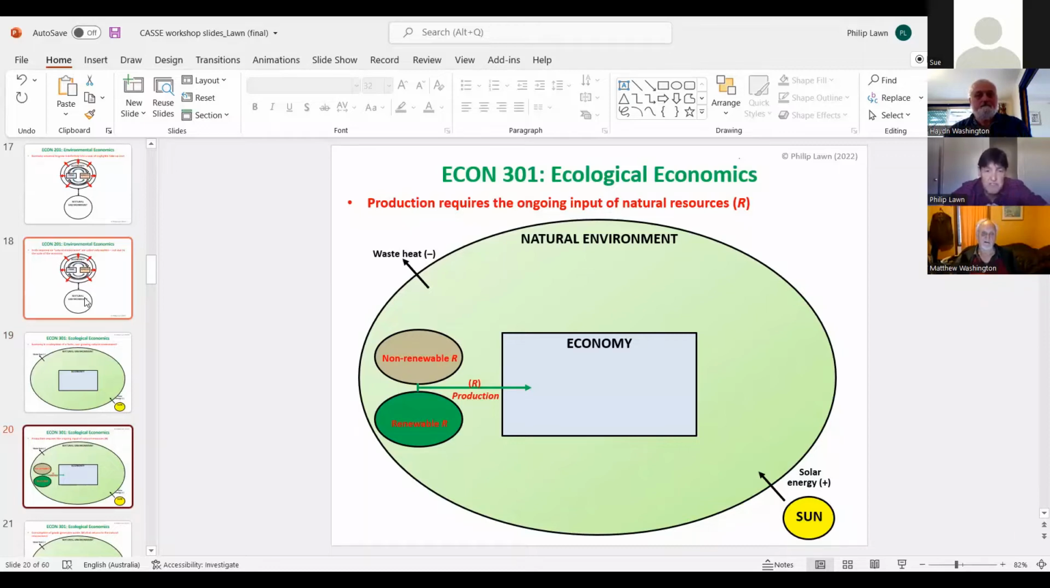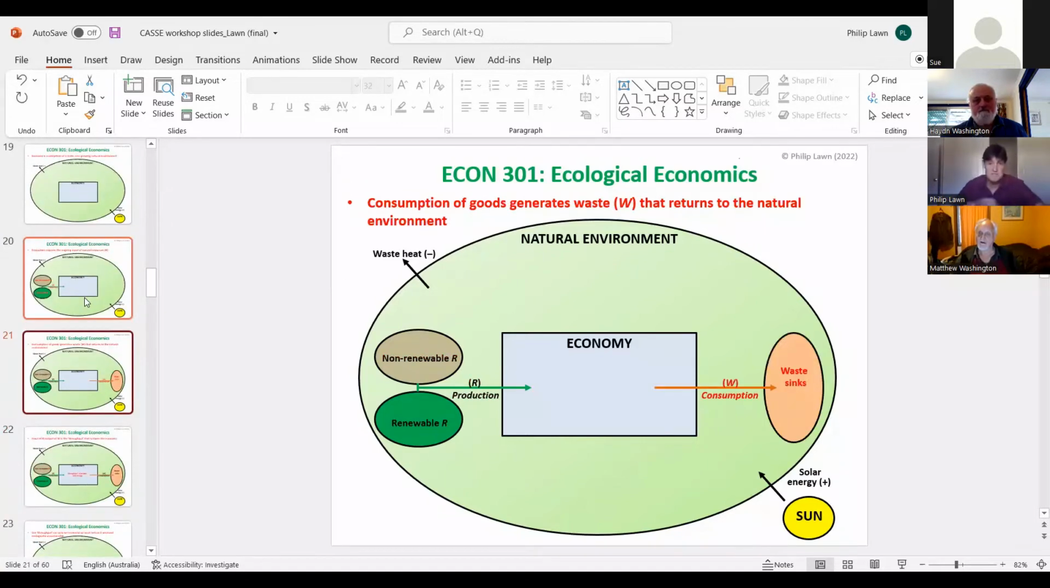And there's two types of natural resources. There's non-renewable resources and renewable resources. So we can rely upon non-renewable resources for a period of time, but not forever, because they're not replenishing themselves. We can rely upon renewable resources forever, so long as we don't extract renewable resources faster than they can regenerate.